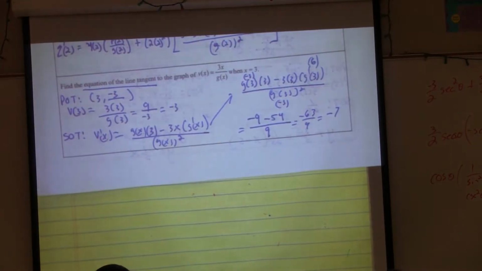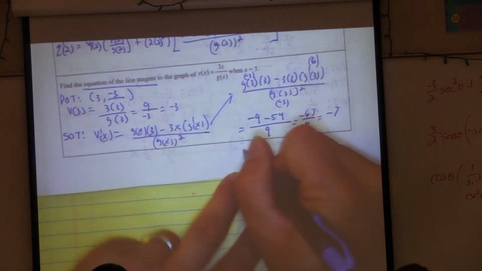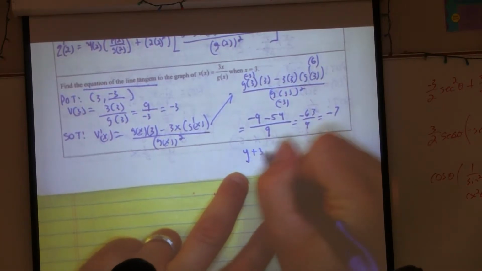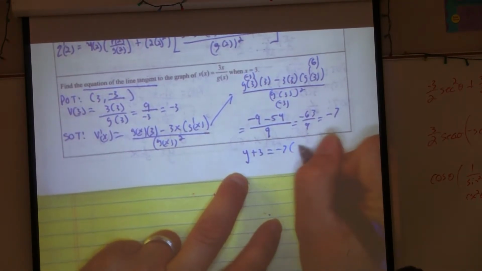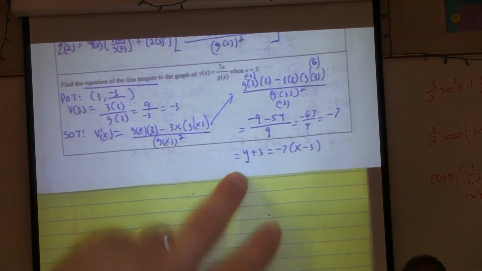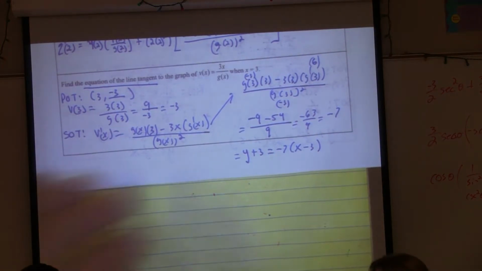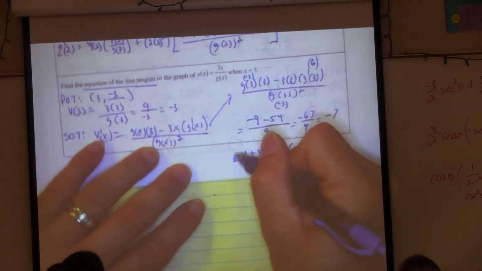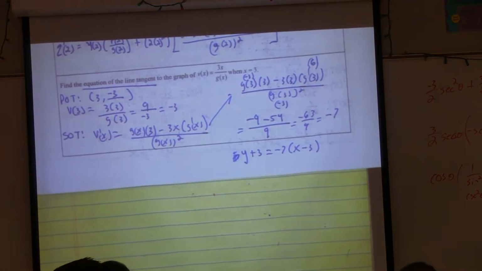No, we need the equation. Let's finish it. Y plus 3 equals negative 7 times x minus 3. Beautiful. That's my equation. Whatever it is, kindergarten stuff. Got it?